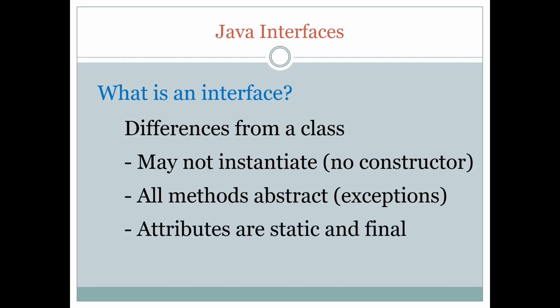Why do they have to be static and final? Well, you can't instantiate an interface. Therefore, there are no instances of it. It doesn't make sense to have instance variables.